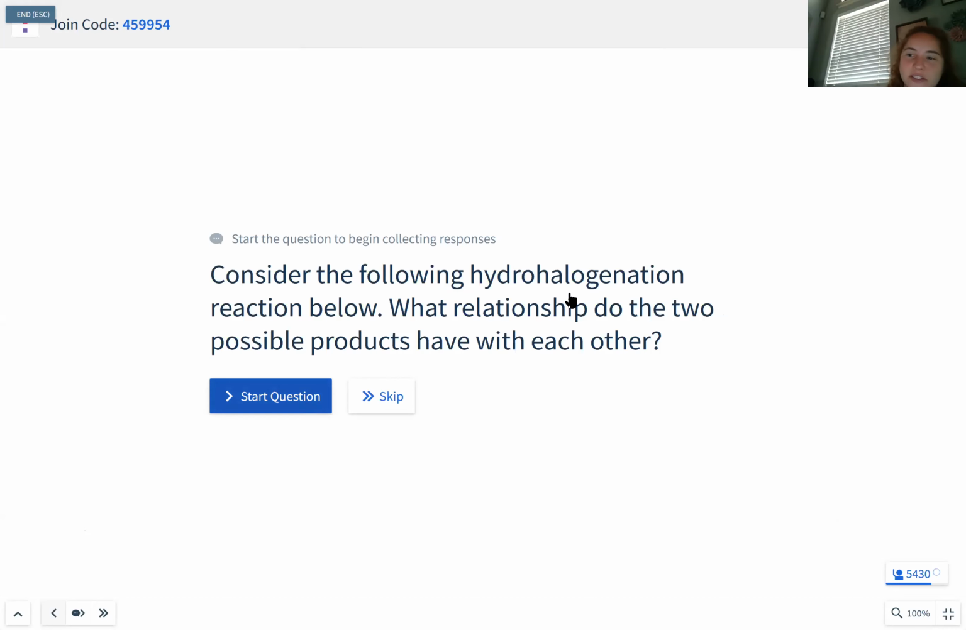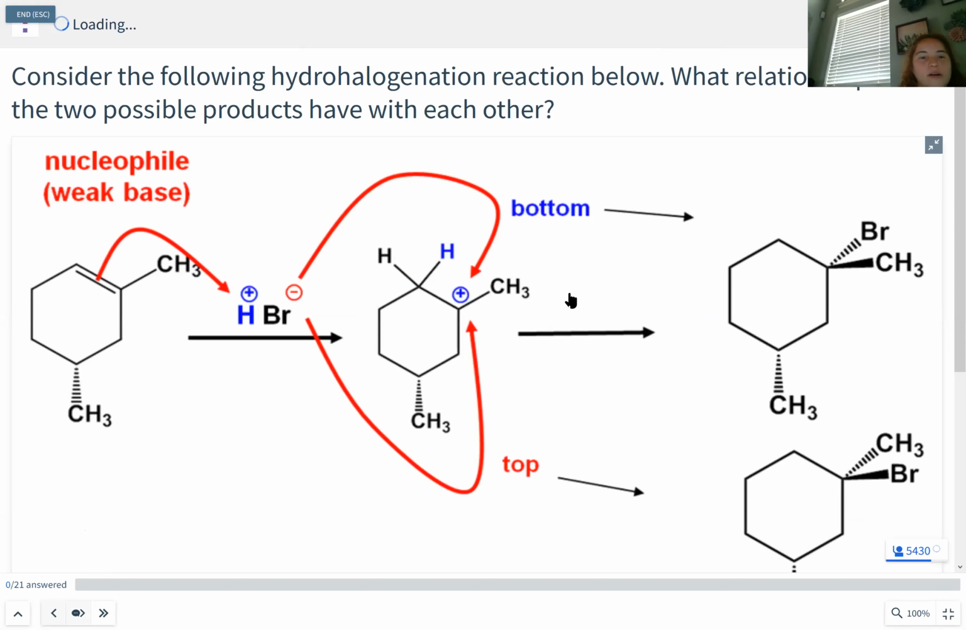The internet's faster. Okay, so it says, consider the following hydrohalogenation reaction below. What relationship did the two possible products have with each other? And then I'm going to shrink this image.